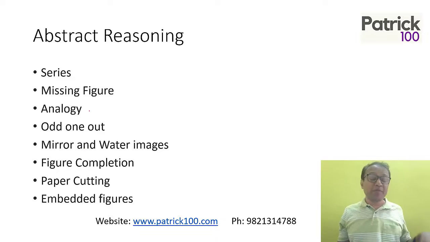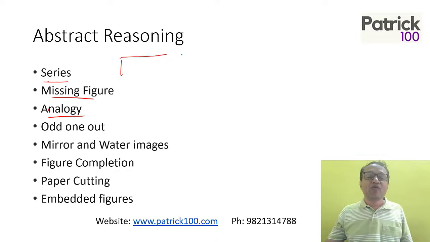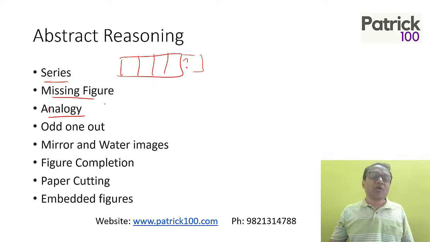Last is abstract reasoning, 25 marks, but it becomes important. The more you practice abstract, the better you become. Initially, you may find it difficult because it is a little different type of question, not asked in any other exam or something you have not studied in the past. But the more you practice, the better you become. So look at series, missing figures, analogies. In series, 4 figures are given. What will be the next figure in the series? Next, odd one out.